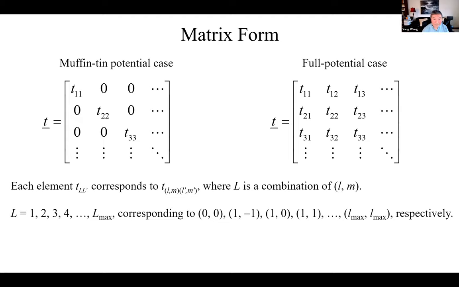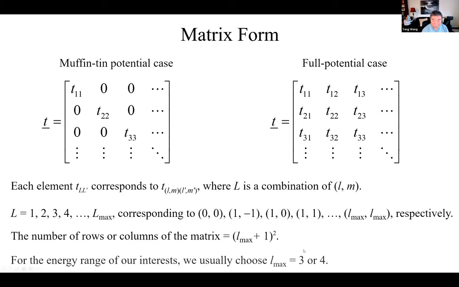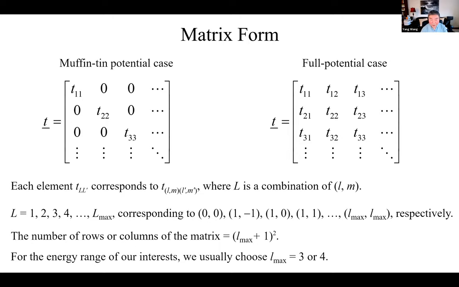I'll tell you more about what's happening in a non-spherical case. Okay. So in practice we usually will have a cutoff, because we cannot deal with an infinitely large matrix. We'll have a cutoff up to L max. Because when little l takes L max, this little m goes from negative L max up to positive L max. So that's all the terms we have, and it turns out the number of columns or rows of this T matrix will be (L max + 1) squared. You can easily calculate it. So we usually choose L max of three or four in real calculations. So this explains the matrix form.